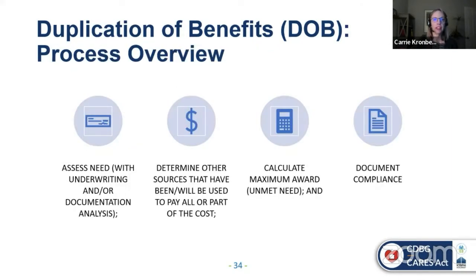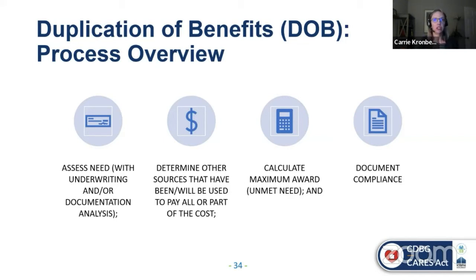Okay, so quickly, the process to determine whether a duplication of benefits occurred. It's a math problem. And the hardest part is probably gaining access to information that you need to document whether other sources are available or to make that determination. But the result of this process is, okay, this is the unmet need.